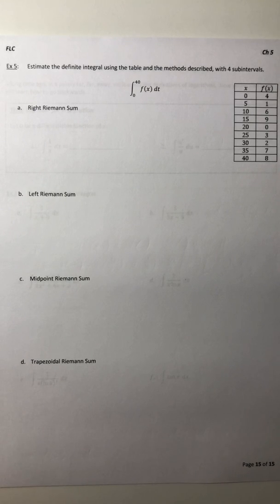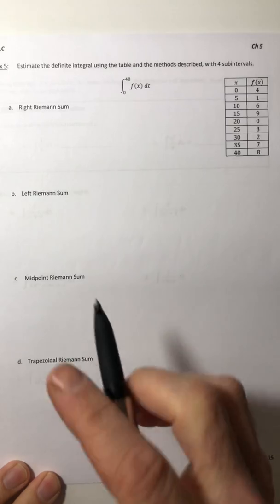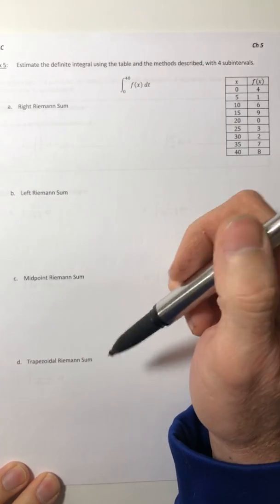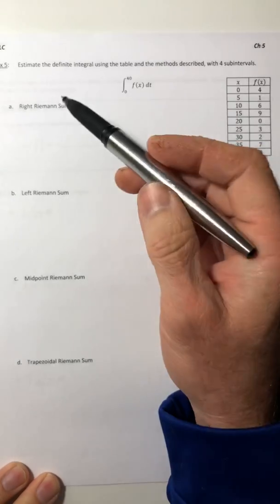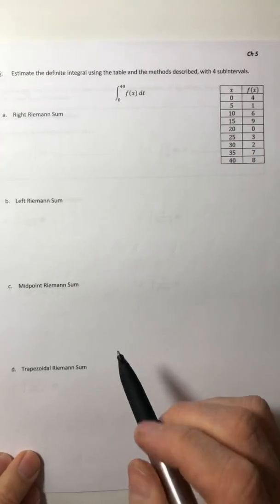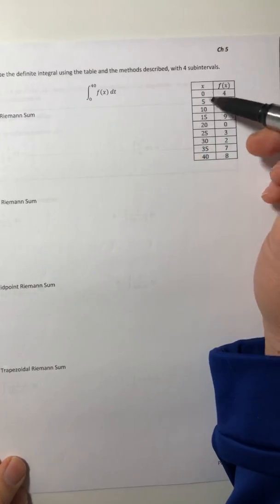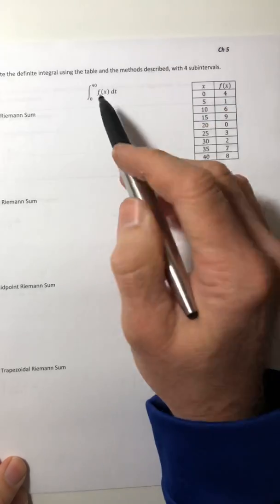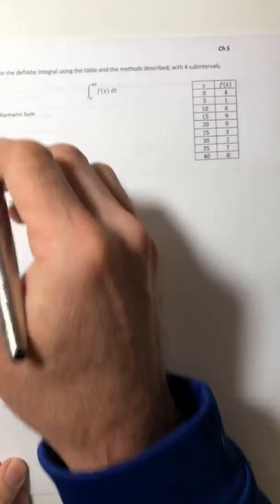This last example for section 5.6, we're going to estimate that definite integral, but we're going to use different methods to do it. So we have 4 subintervals, but we're going to do it with the right sum, a left, a midpoint, and a trapezoidal. All right, so going from 0 to 40. So here's the data in the table. We don't know what f is. We just have to go off of the numeric values.